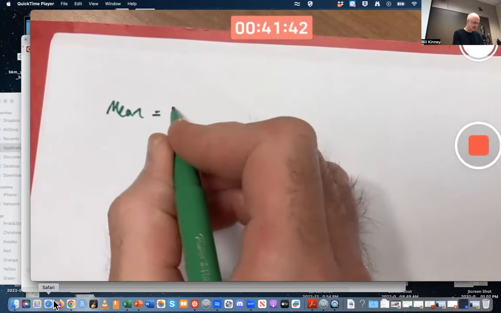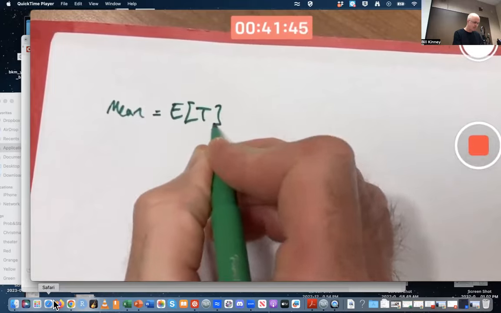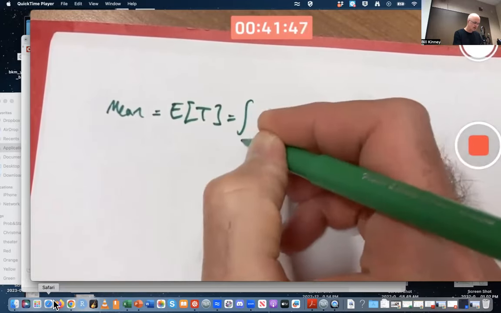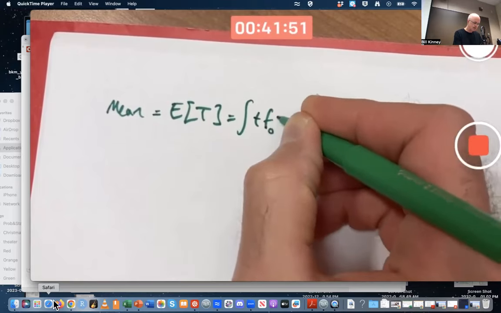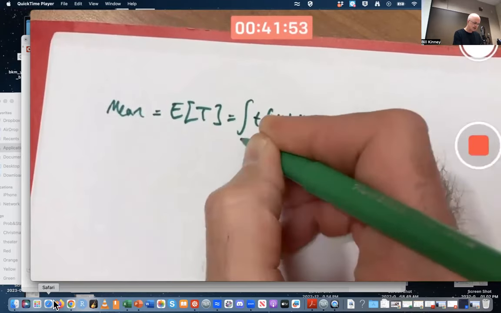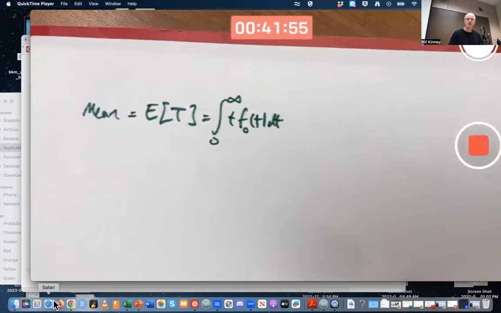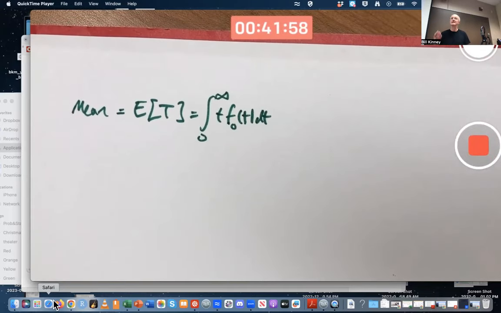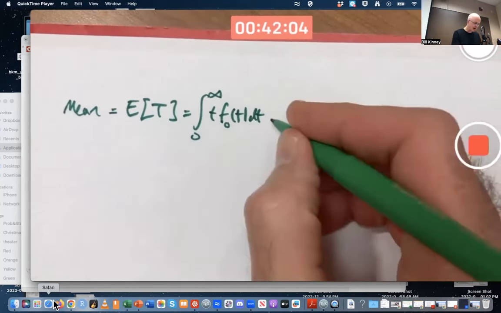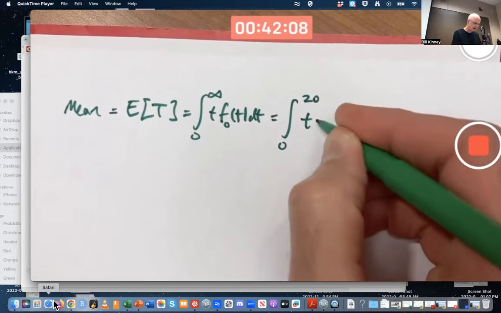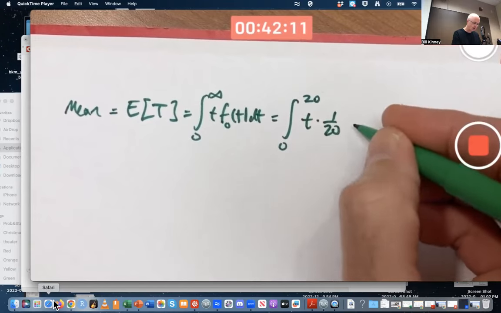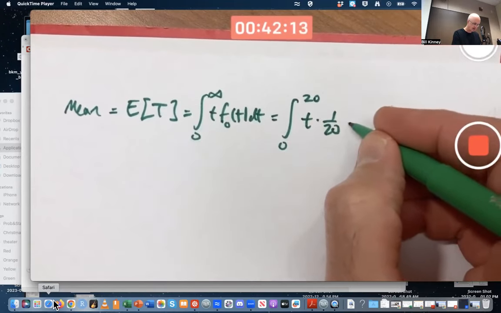The mean is the expected value of t is, as always, the integral of the variable times the PDF. So in this context, it would be this integral. In general, you'd have to go to infinity, though in this case, it would be good enough to do the integral from 0 to 20. Let's go ahead and do the integral from 0 to 20. Let's confirm the mean is 10, like we already know.